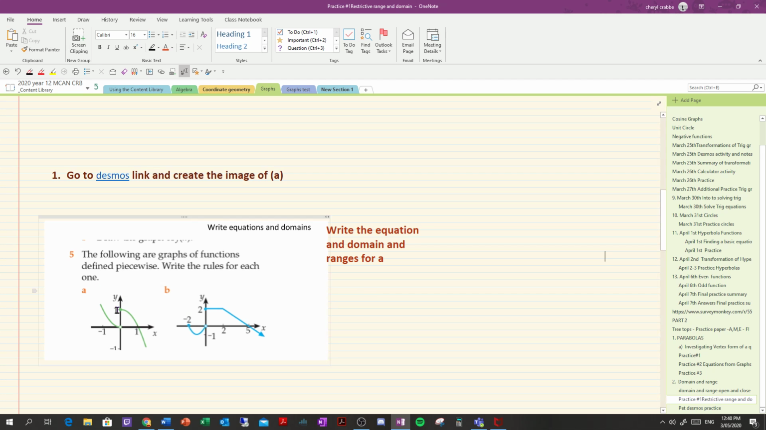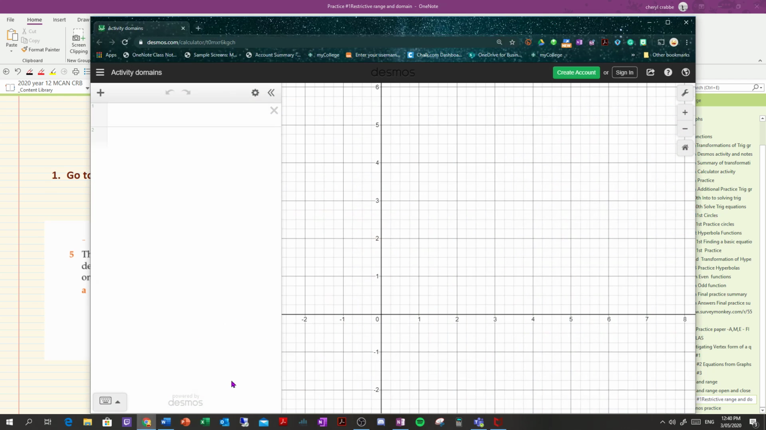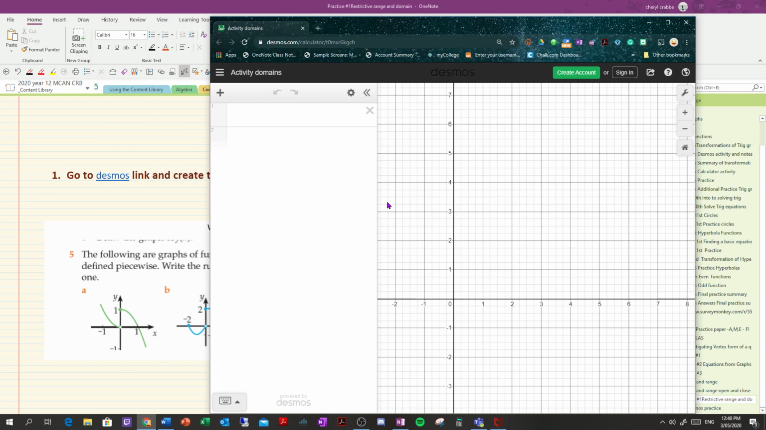So this is a piecewise function, A is a piecewise function, B is a piecewise function. So let's take a look. We're going to go to Desmos, and we're going to have a little play on how we can make this piecewise function, because making the piecewise function is actually extremely useful practice.